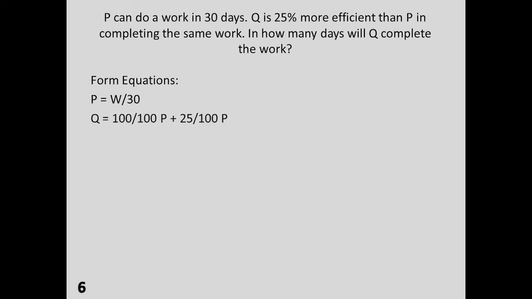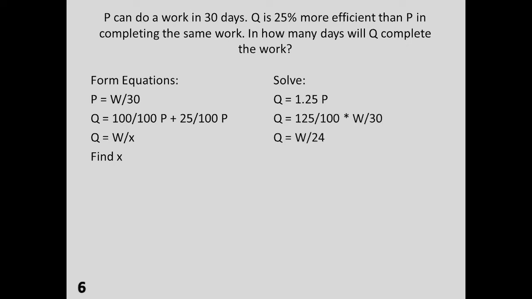So Q is equal to 100% productivity of P plus 25% of P. We need to find X, meaning how many days Q can complete the work. Solving is like this. Q is equal to 1.25P. From the second equation, we need to substitute the value of P, which is W by 30, to get the value of x, which is 24 days.